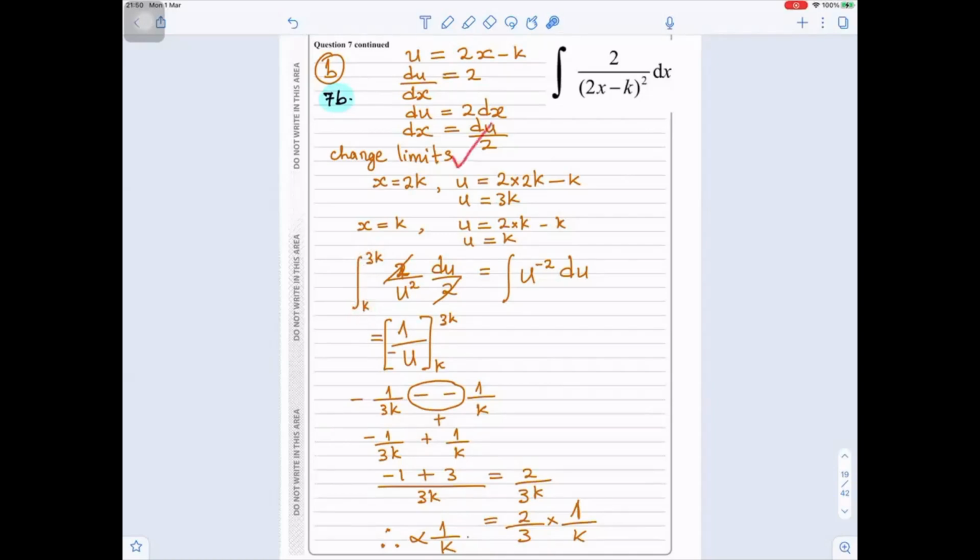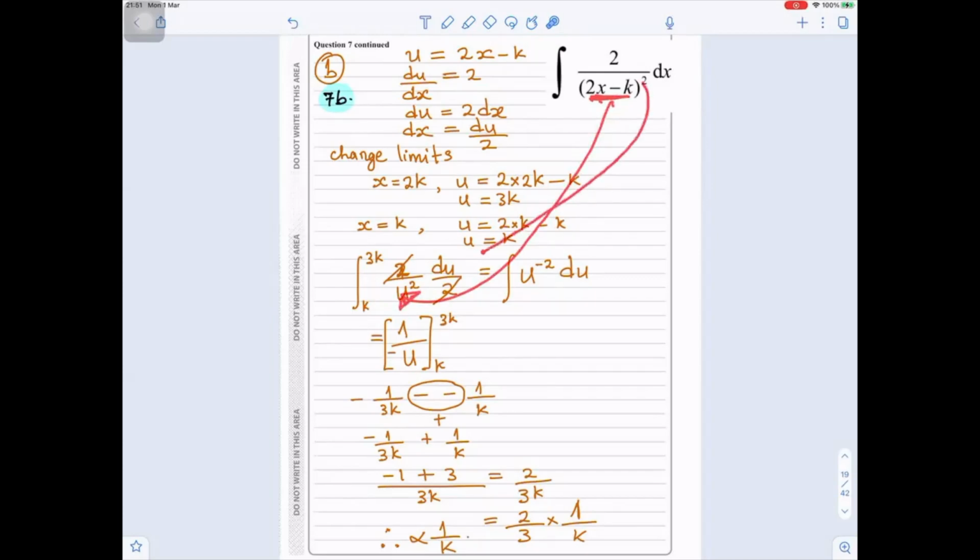We have changed the limits. And we've replaced the x with du over 2. We replace 2x minus k with u. And then the square stays the same. And the 2 at the top stays the same. That's what we're doing. Replace 2x minus k with u.